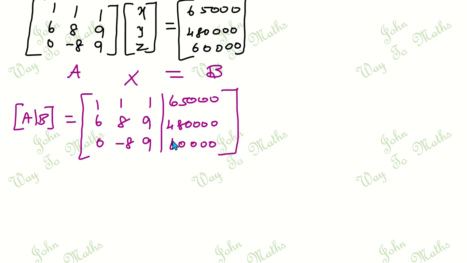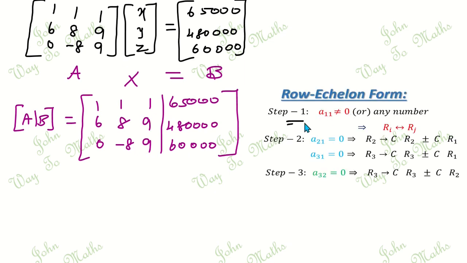So this augmented matrix can be reduced to row echelon form. The condition for row echelon form: step 1, the first row first element does not equal 0. Here there is 1, so no problem. First row, there is no change. So I'm going to do step 2. Step 2, the second row first element becomes 0.